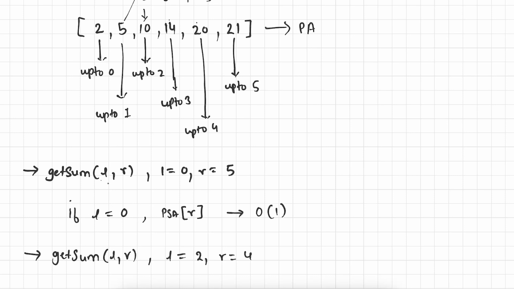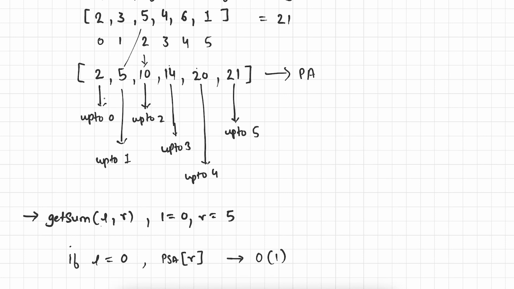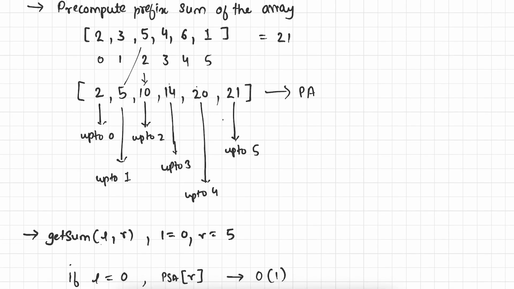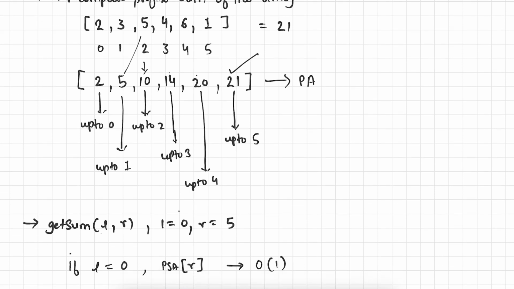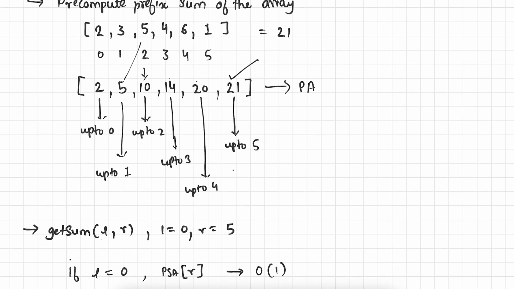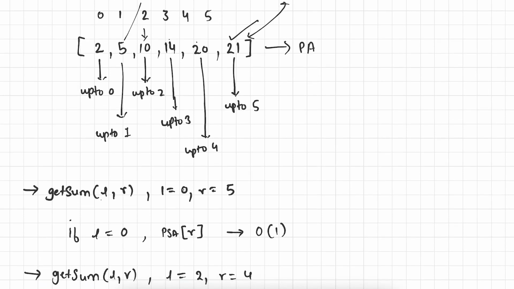If L is equal to 0, it means we have to find the sum from index 0 to 5, right? But we have already computed the sum till index 5, and you can see it is here. So what we have to do is simply return the value at index R, that is 5, and the value present at index 5 is 21. And you can see that this 21 is exactly equal to this 21. Right, isn't it really cool? So this is the case when L is equal to 0.